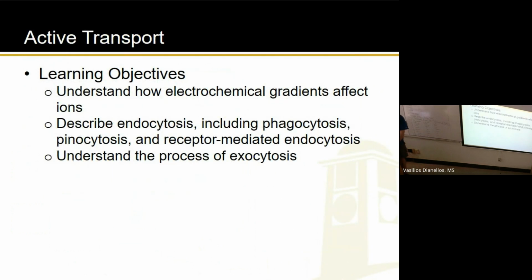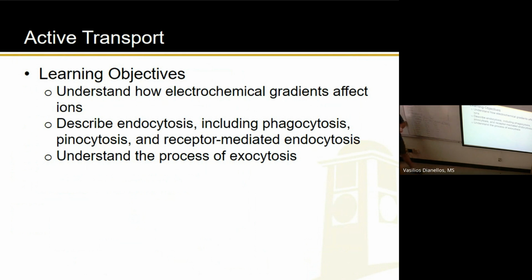The learning objectives in this section are, by the end, you should be able to understand how electrochemical gradients affect the ions. This is according to the textbook, so we're going to talk about it, but as far as I'm concerned, we don't talk too much about the electrochemical gradient in this course.